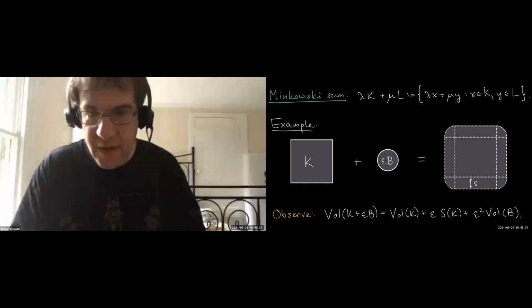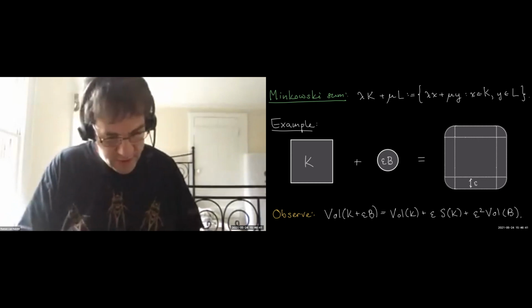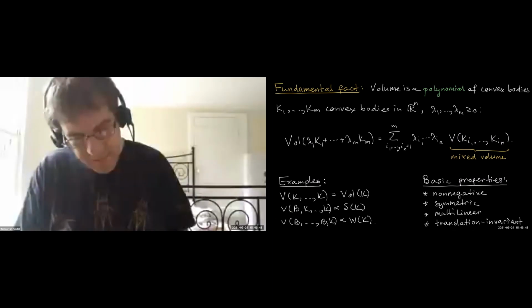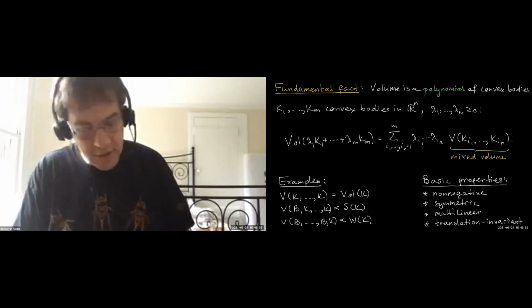Okay, are there any more questions? All right. So, here it is. I'll emphasize this point again about the previous question. So the point is that volume is actually a polynomial of convex bodies, right, with respect to Minkowski addition. So what does it mean? Let's take any convex bodies in Rn.